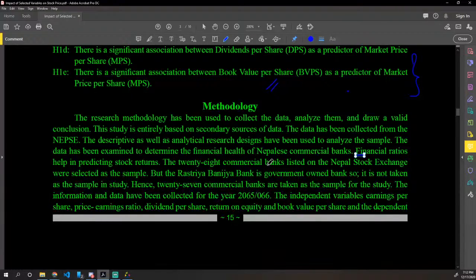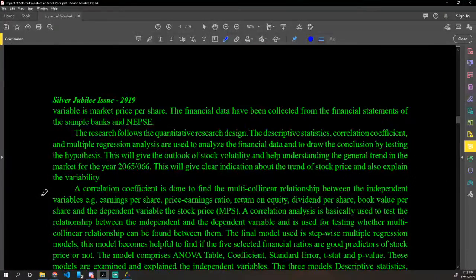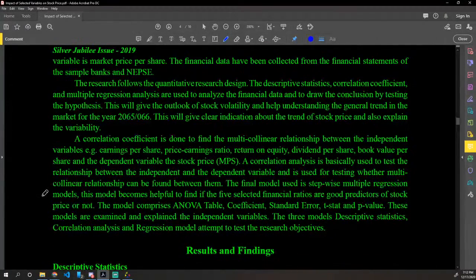The 28 commercial banks listed on NEPSE were selected as a sample, but Rastriya Banijya Bank is not taken as a sample because it's not listed. Hence 27 commercial banks are taken as a sample. And then the independent variable for this year, right? Financial data has been collected from the sample banks.